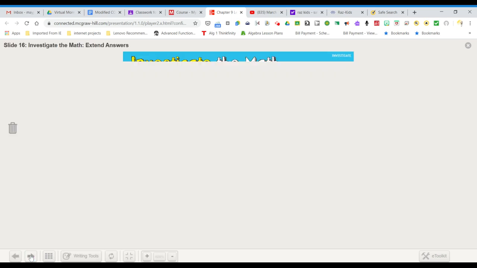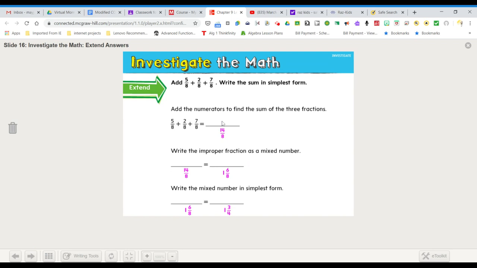And then, I don't know why it's doing that. That's really weird. So you got 14/8. And then we need to write that in simplest form. So right now it's an improper fraction. 14/8. 14 is larger than 8. How many times does 8 go into 14? 1 time, with 6 left over. Denominator stayed the same. So we did this a couple of different ways.